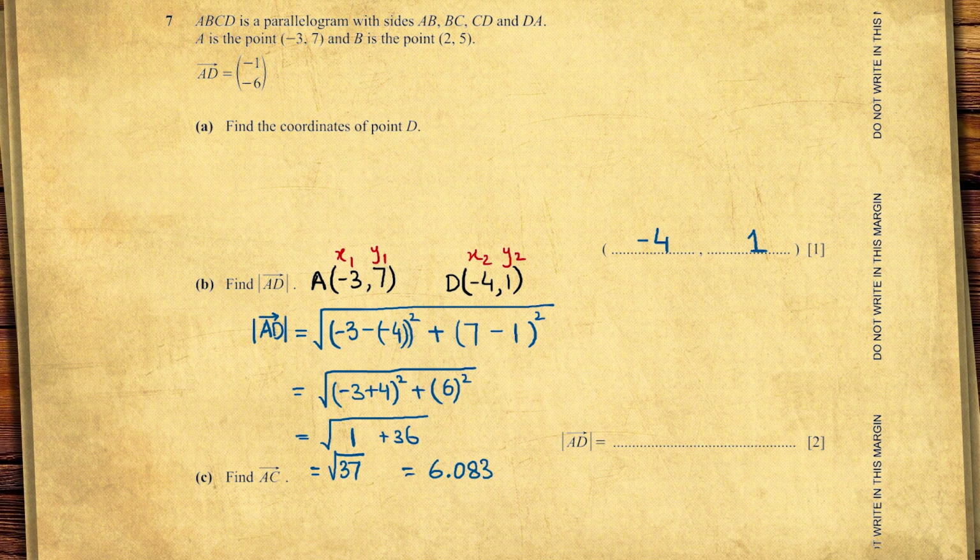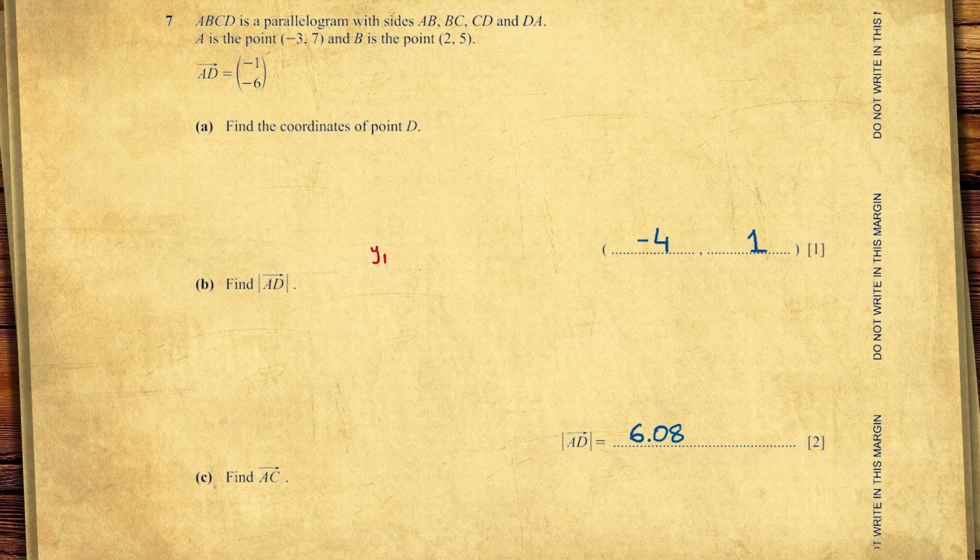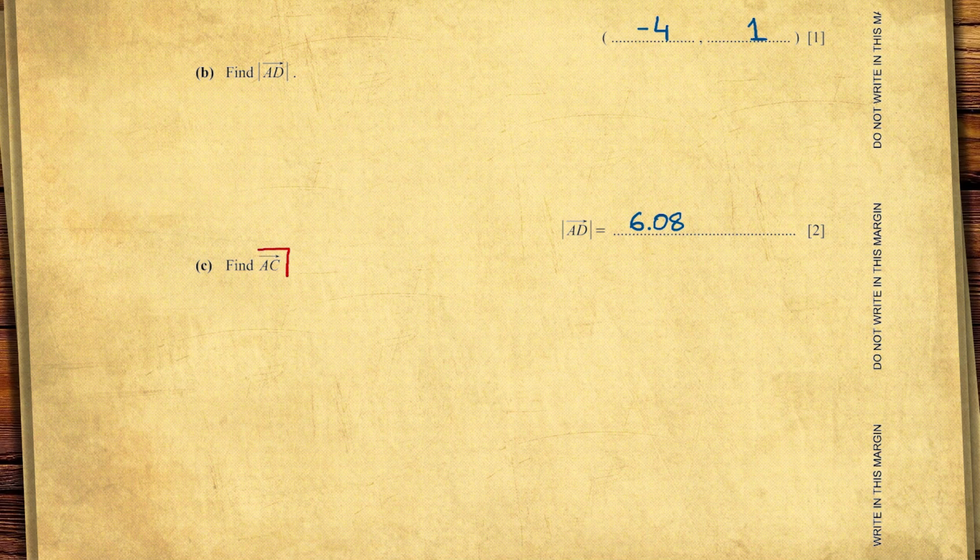And we can write it in the answer space. The length of the vector AD is 6.08 units. In part C, the question tells us to find the vector AC.